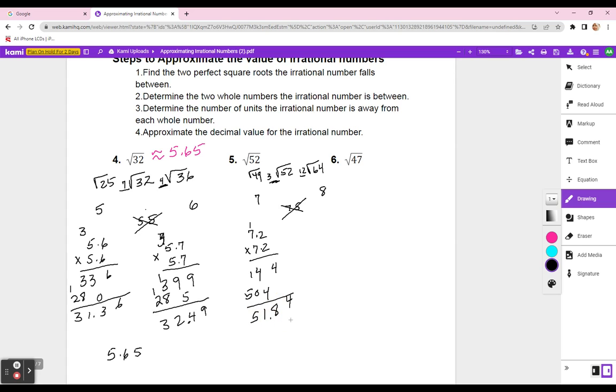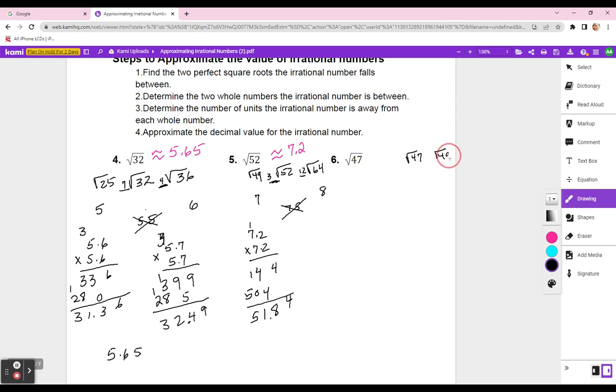All right, so 51.84, that's a pretty good estimate, and I think we'll go with that. So 7.2, approximately. All right, let's go ahead and look at the next one. Square root of 47.